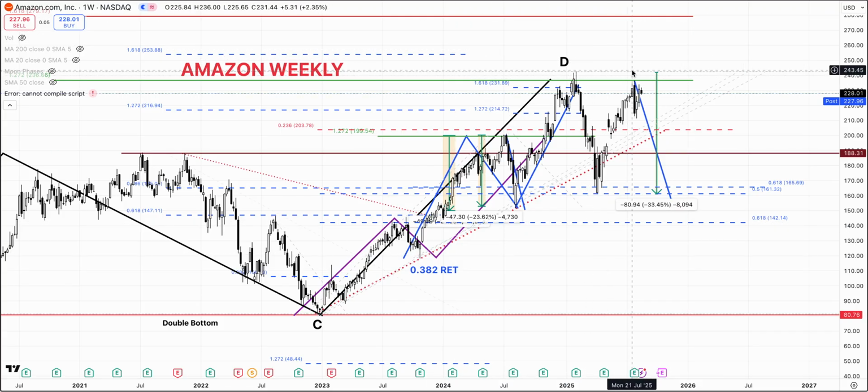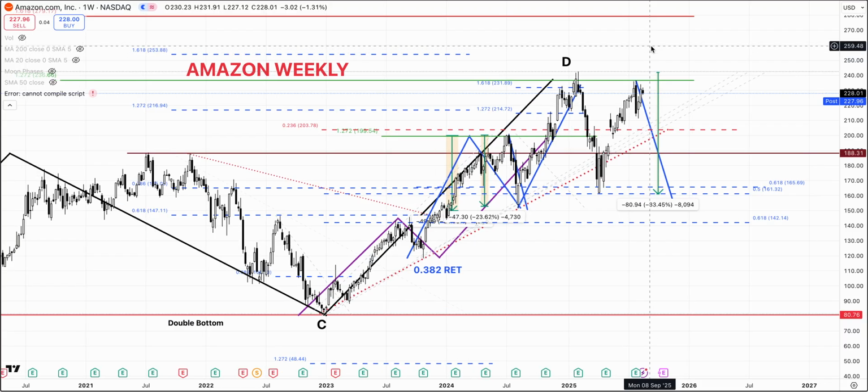Could it be a potential double top formation? There is no confirmation yet, but it's likely to remain range bound in this 211 to 230 kind of range.